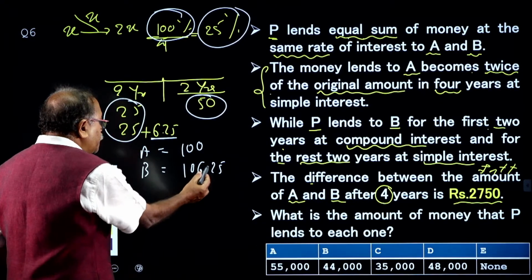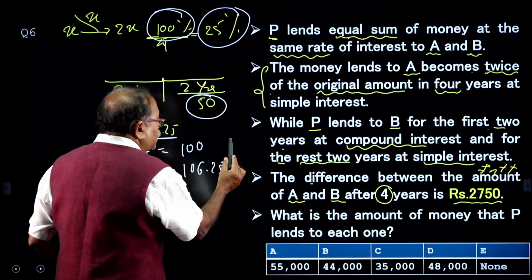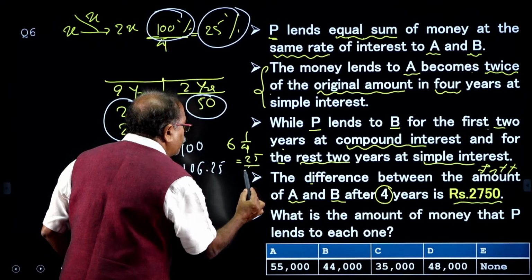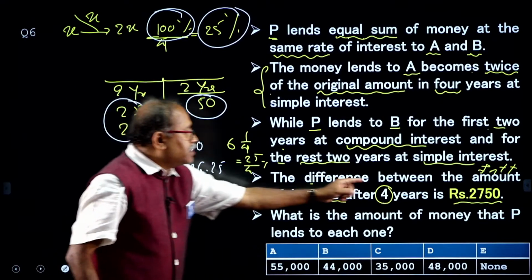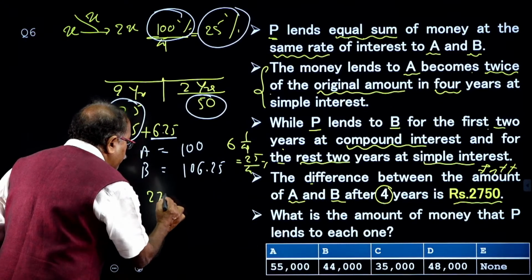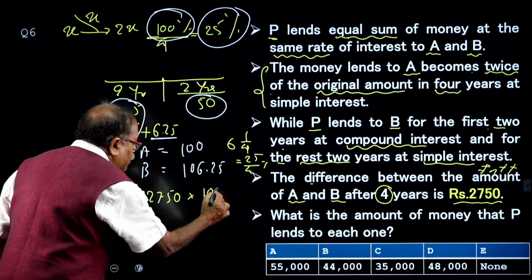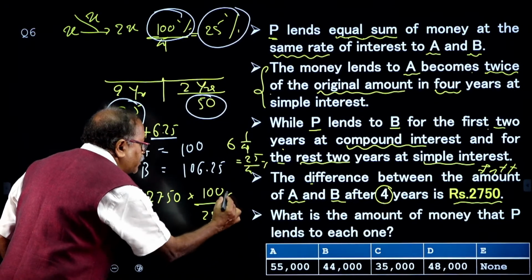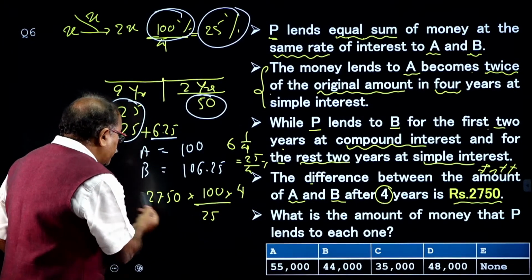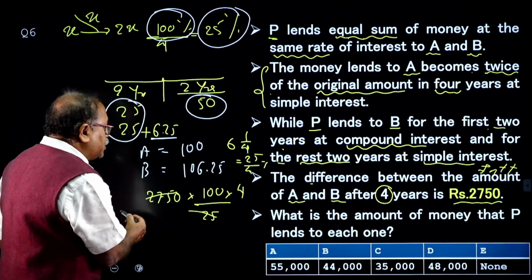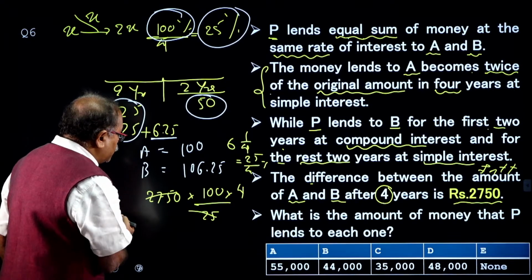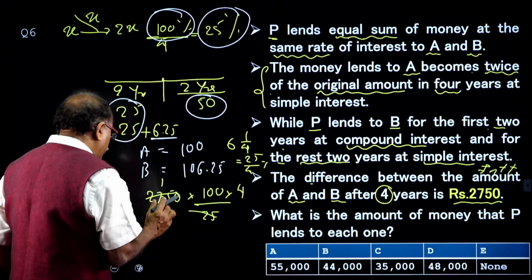So, here 6.25%, that is 6 1 by 4, which is 25 by 4%, and this 25 by 4% is given to us. I need to find out 100%. So, that is 2750 into 100 by 25 by 4%. Yeah, that is absolutely right. Now, I notice that this is getting cancelled how many times? 1 or 2 times.